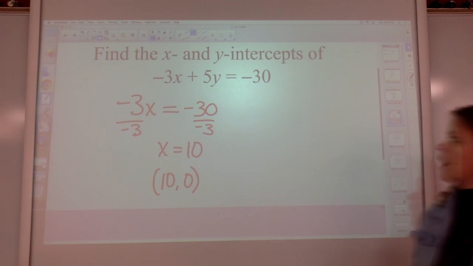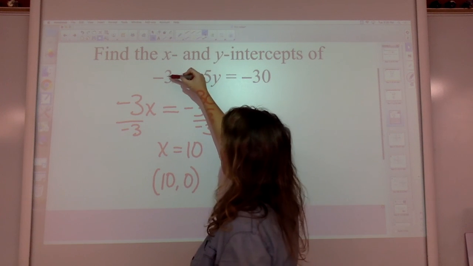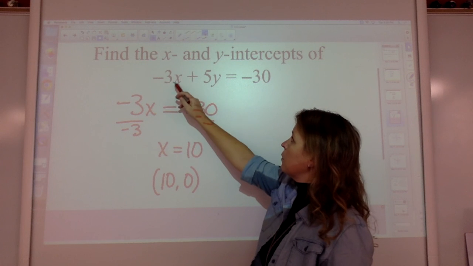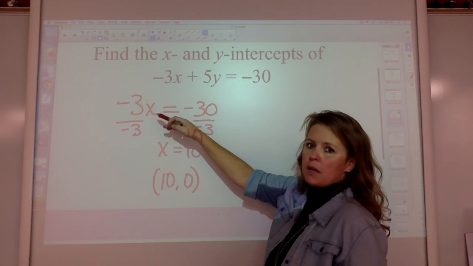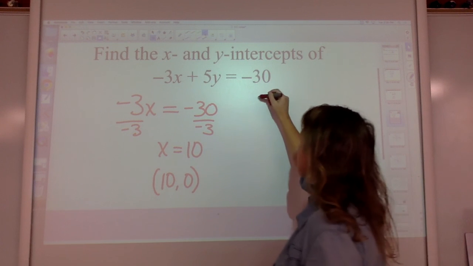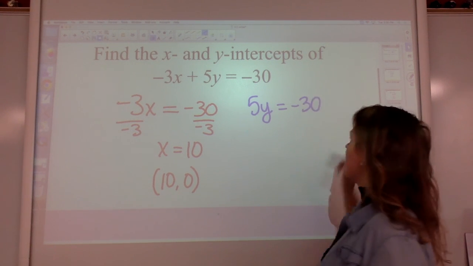Now, when you're doing the y, you're going to turn the x into a 0, which means negative 3 times 0 is 0. Please go back up to the original equation. You can't use the one that you made later. So negative 3 times 0 is 0, means we're left with only 5y equals negative 30.